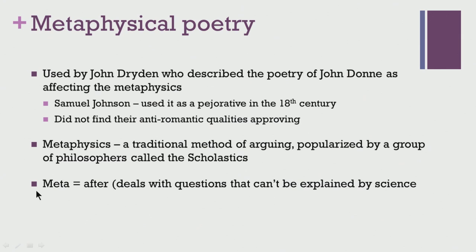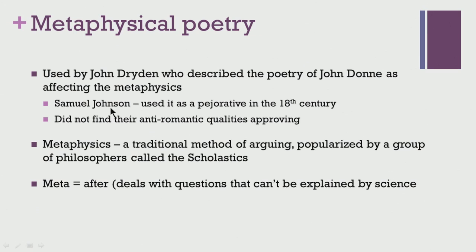Now we come to look at what metaphysical poetry is. The term metaphysical poetry was not at all used during the Jacobean times. It was used much later by John Dryden, who used this term to loosely describe a group of poets along with John Donne. He thought that these were the set of poets who affected the metaphysics. And what exactly is metaphysics? It's a traditional method of arguing. It was popularized by a group of philosophers called the scholastics, and meta means after, and this poetry dealt with questions that cannot be explained by science. In that sense, they were all loosely called the metaphysicals.